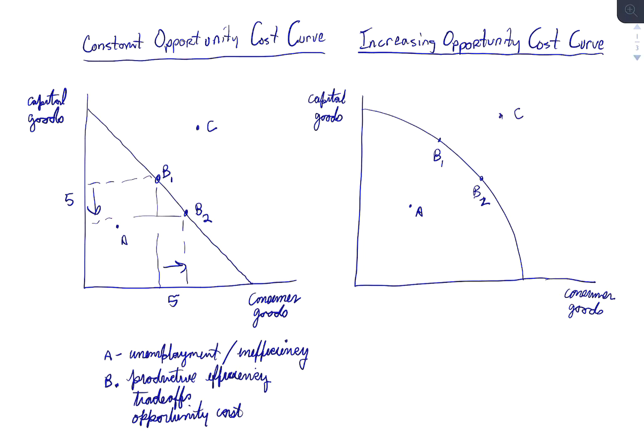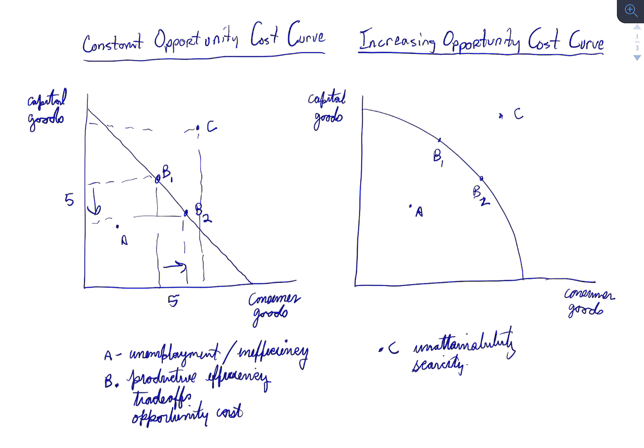And then finally, for both curves, there's this point C. And point C represents a point of unattainability. It also represents scarcity. We can't always get what we want, in the words of the Rolling Stones. And this point C represents a combination of consumer and capital goods that we just can't achieve.